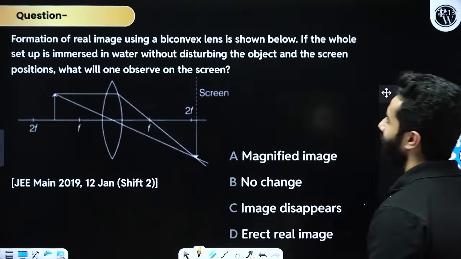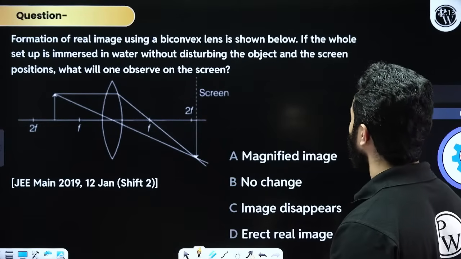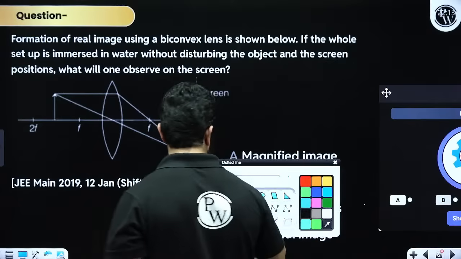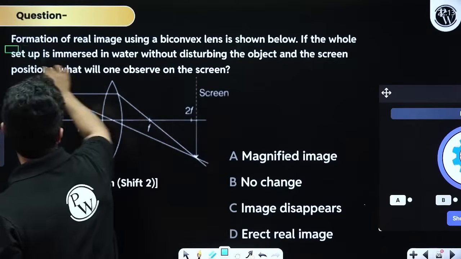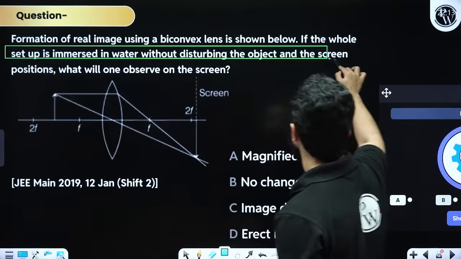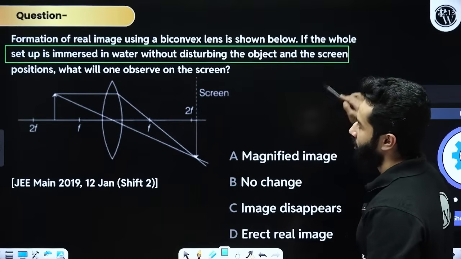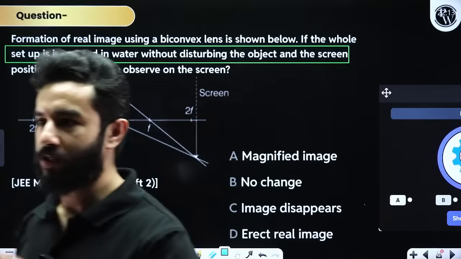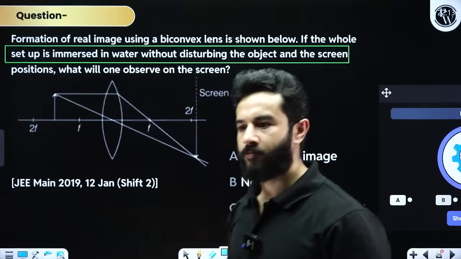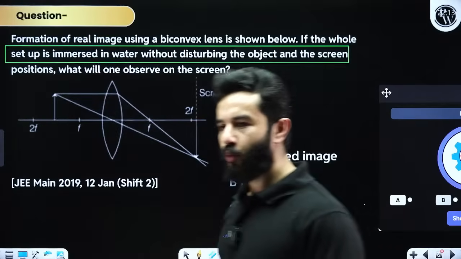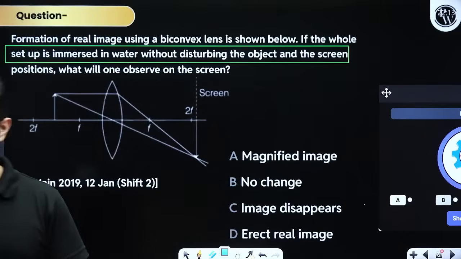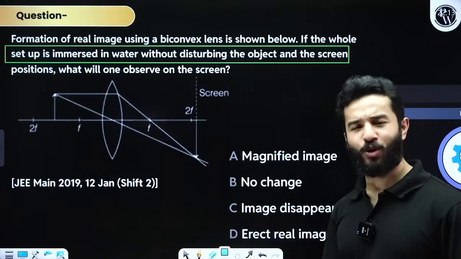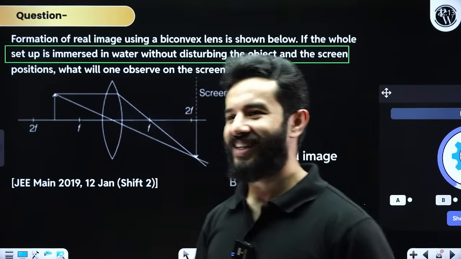Formation of real image using a biconvex lens is shown below. If the whole setup is immersed in water without disturbing the object and the screen positions, what will one observe on the screen? No change. No change. Are you sure? Think about it.